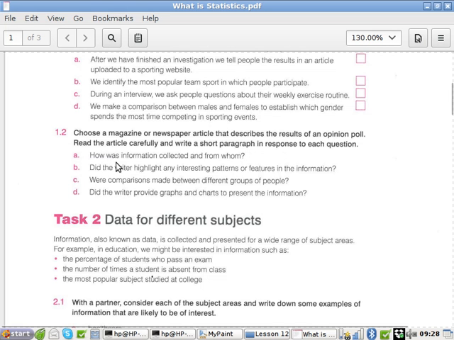So, how was the information collected? Did the writer highlight any interesting patterns or features? Were comparisons made between different groups? Did the writer provide graphs and charts? What website do people like to check their news on? Do you like to read the news? Which website would you use for news?